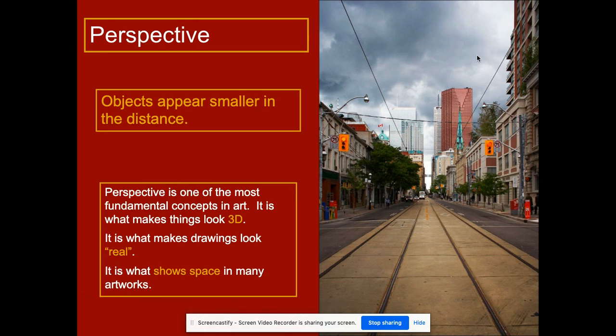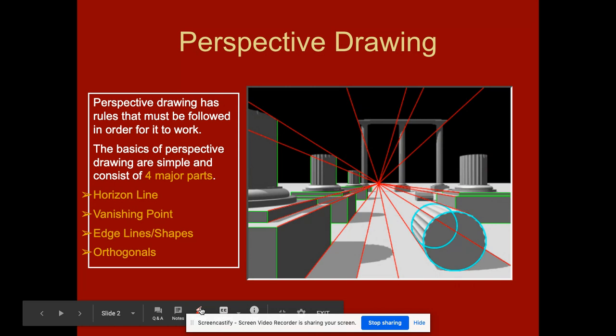So, in terms of art, a linear perspective is the use of line and a horizon line and a vanishing point in order to show depth. It's one of the most fundamental concepts in art, and it is what makes two-dimensional things look three-dimensional. Now, with perspective drawing, there are a couple of rules that need to be followed.